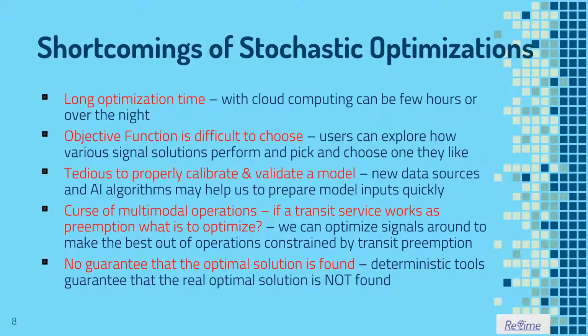And so what are some of the shortcomings of the stochastic optimizations? Long optimization time is the first one. That's what we are trying to solve with this cloud computing. Objective function is difficult to choose.